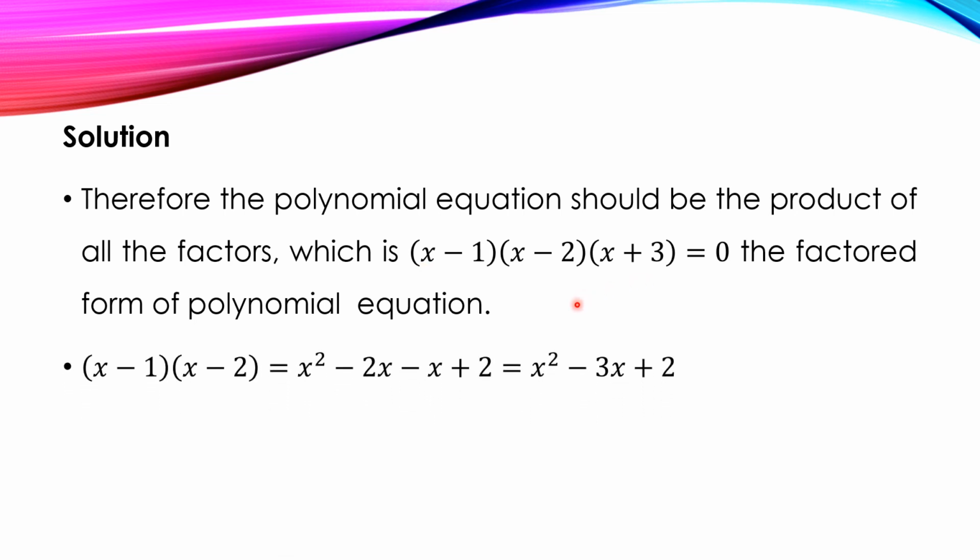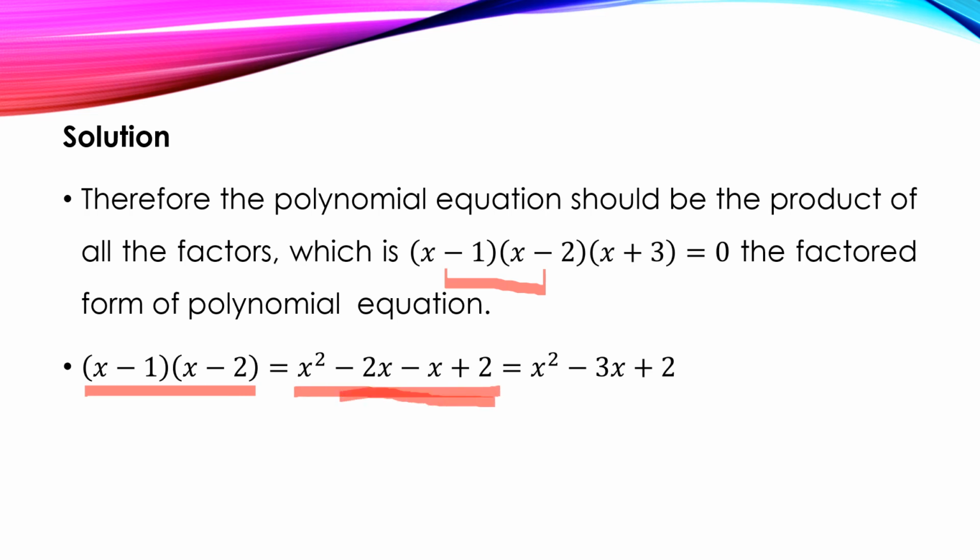So, again, paano natin gagawin yan? First is, by pair tayo. So, gamitin natin siya ng FOIL method. So, gamitin muna natin itong first pair natin, itong x minus 1 times x minus 2. So, ito yung ginamit natin. So, by FOIL method, or distributive property, ito yung magiging product niya.